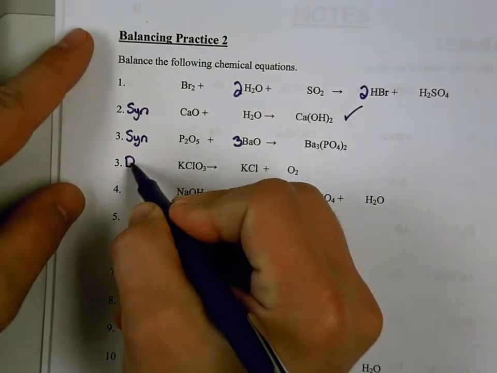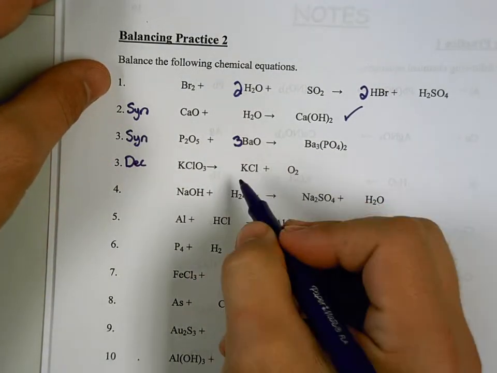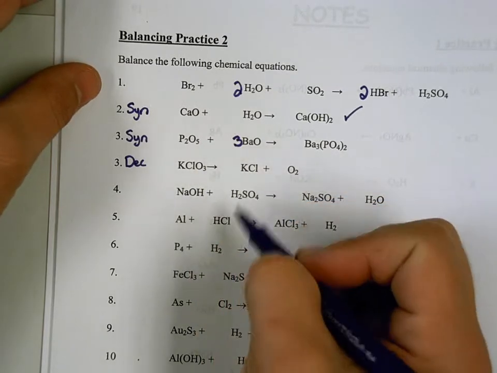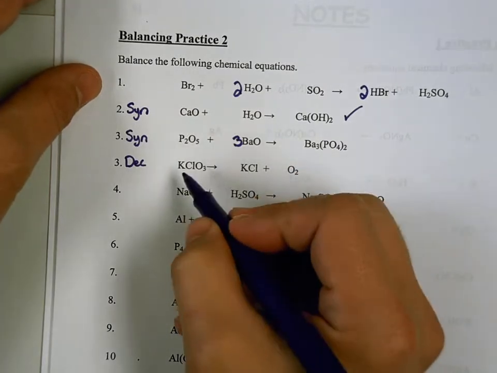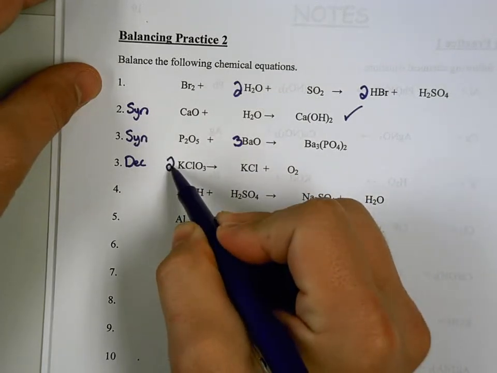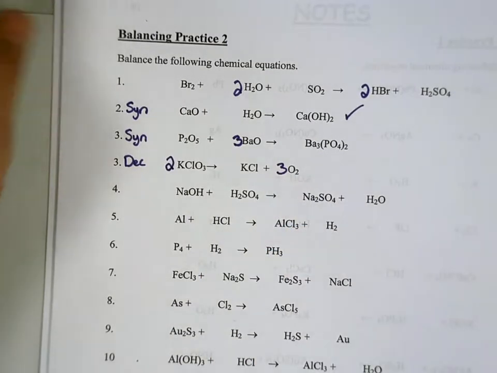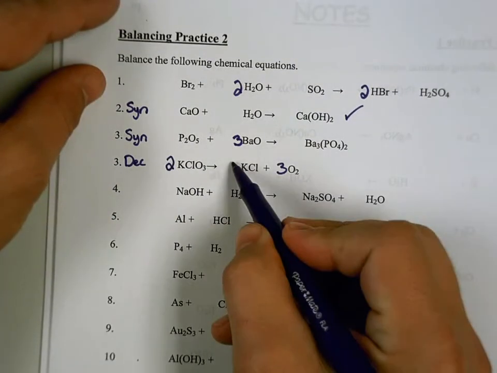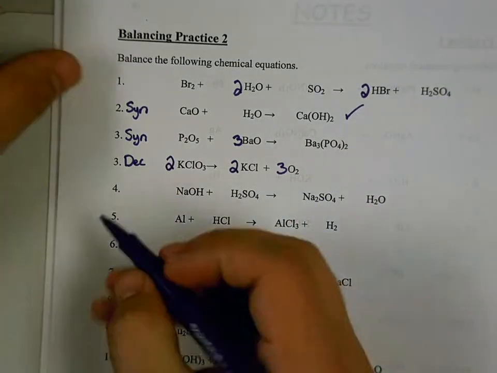Reaction 3. This looks like a decomposition reaction because I have 1 reactant. In this reaction, I have 1 potassium on the left, 1 potassium on the right. That's good for now. 1 chlorine on the left, 1 chlorine on the right. That's good for now. 3 oxygen atoms on the left, 2 oxygen atoms on the right. The only way to balance out a 3 and 2 is to make the common number 6. So 2 times 3 would be 6 oxygen atoms on the left. 3 times 2 is 6 oxygen atoms on the right. And now because I multiplied the KClO3 by 2, I need 2 KCl's on the right. And now we're balanced.